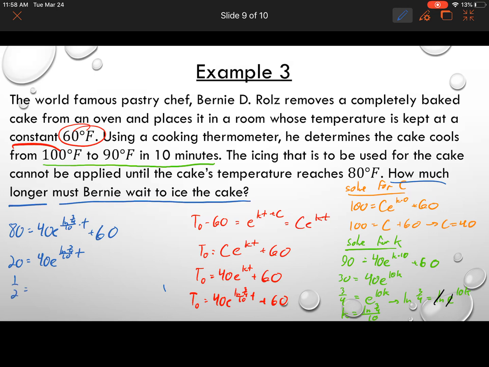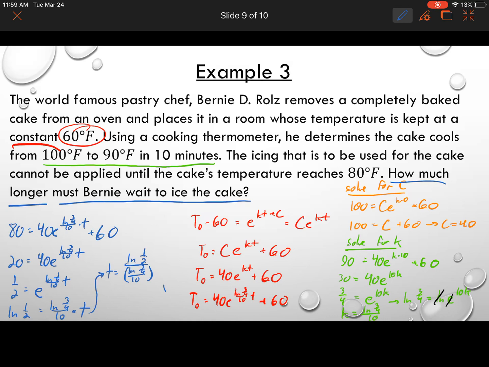Divide both sides by 40, so 1/2. 20 divided by 40 is 1/2. E to the power of ln 3/4 over 10 times t. Take ln of both sides. The e cancels out, so ln of 1/2 is equal to ln 3/4 divided by 10 times t. And then finally, to get t by itself, we just have to divide both sides by the quantity ln 3/4 divided by 10. So t is equal to ln of 1/2 divided by the quantity ln of 3/4 divided by 10.